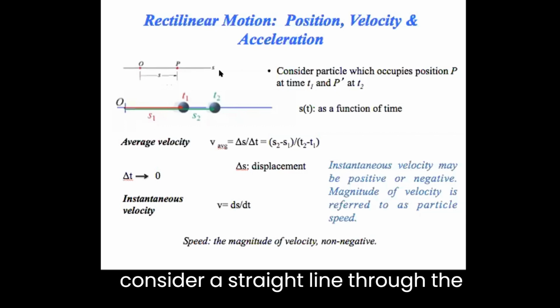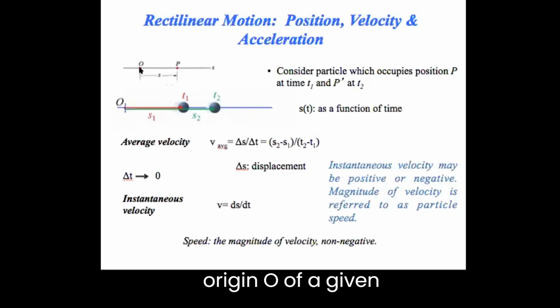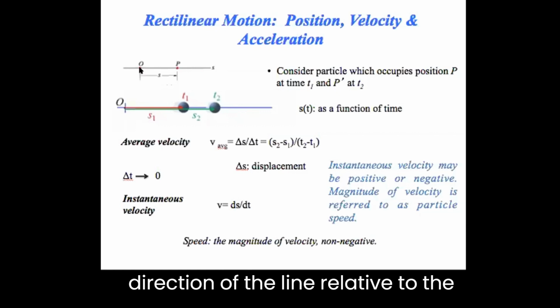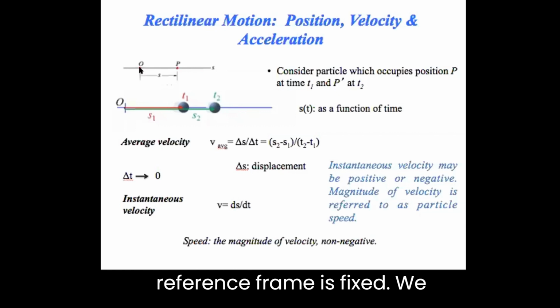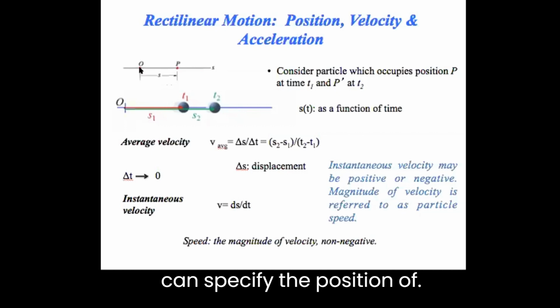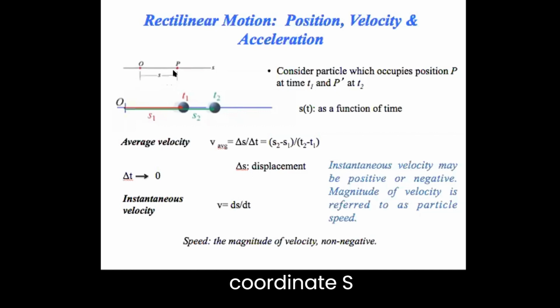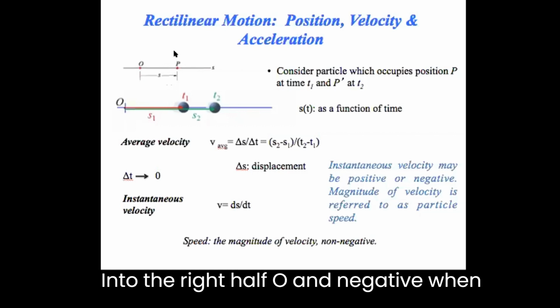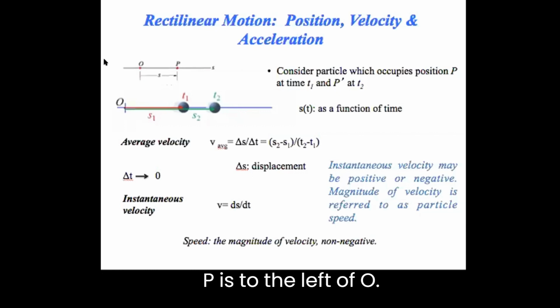Consider a straight line through the origin O of a given reference frame. We assume that the direction of the line relative to the reference frame is fixed. We can specify the position of a point P on such a line relative to O by coordinate s, measured along the line from O to P. According to the figure, s is positive when P is to the right of O and negative when P is to the left of O.